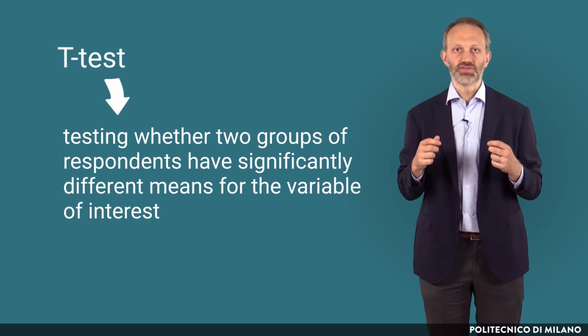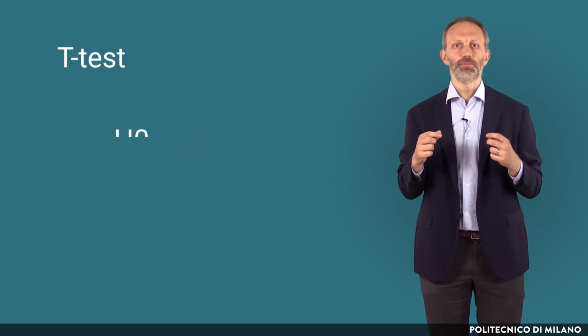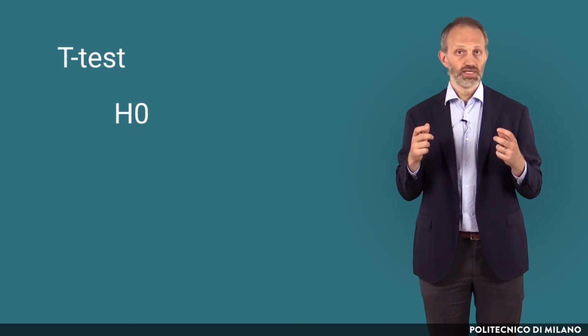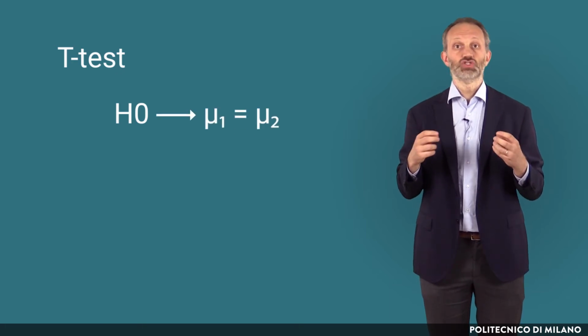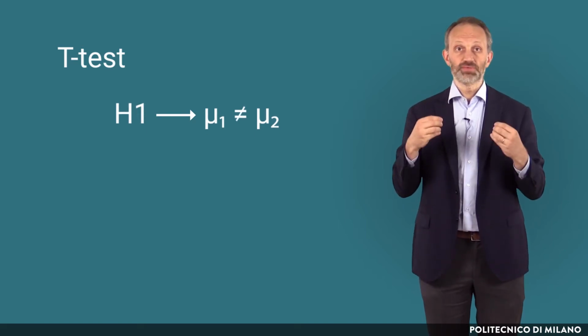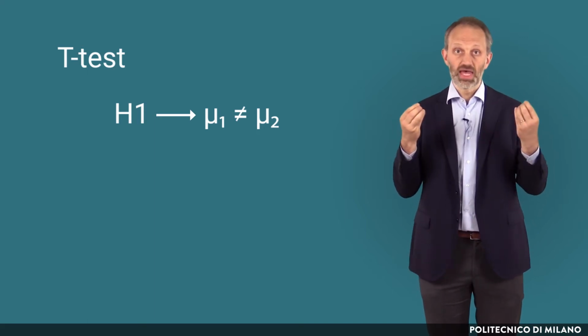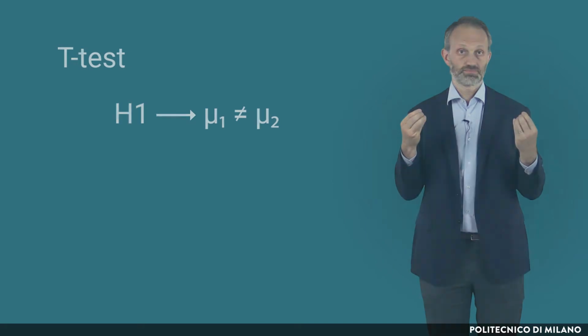Another common parametric test is the t-test, for testing whether two groups of respondents have significantly different means for the variable of interest. The null hypothesis is that the two groups have the same mean. So, if the result is below 5%, we can reject the H0 and accept the H1, so we can conclude that the two groups have different means.